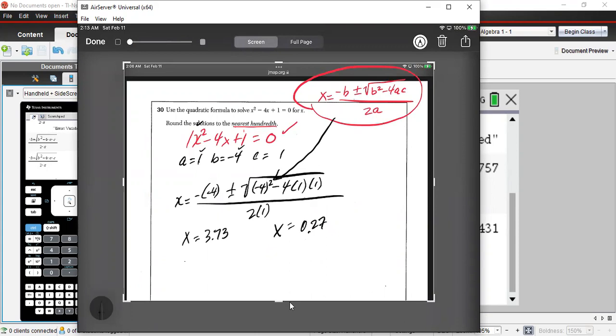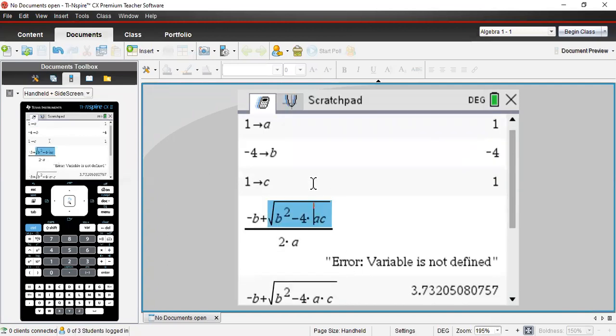Now, you have to do this part to show them that you know how to use the quadratic formula. But what we're going to do is store all those numbers, A, B, and C, and then type in the quadratic formula and let the calculator actually solve it for us. All right, that's it. Let me shut this down.